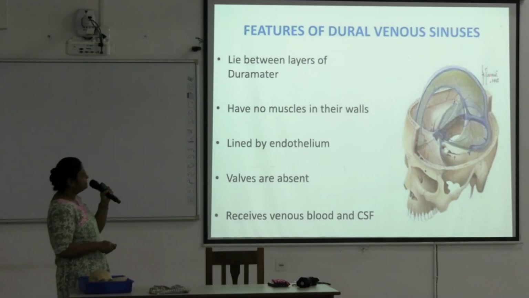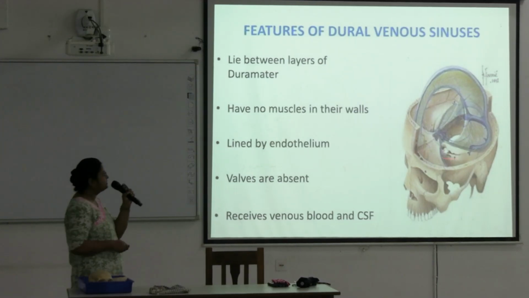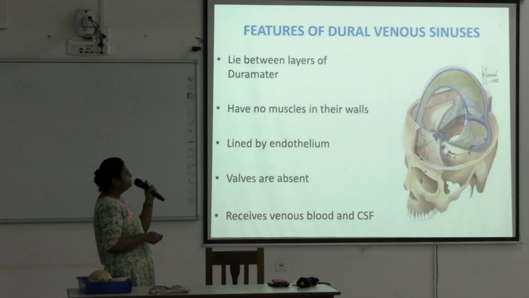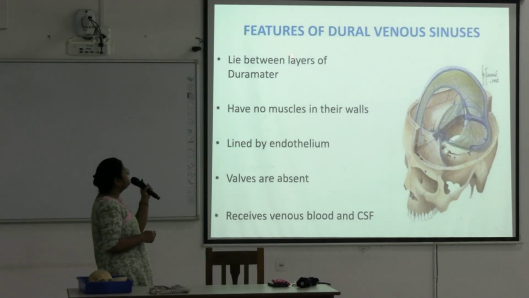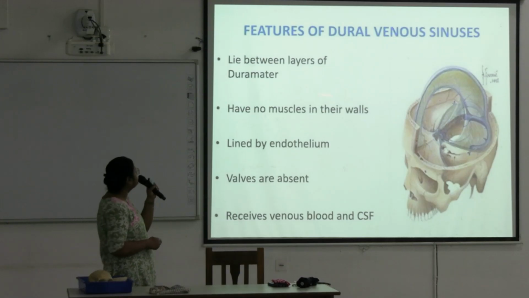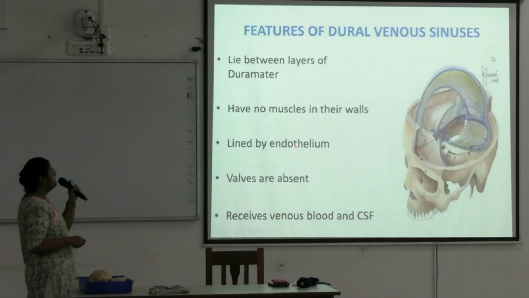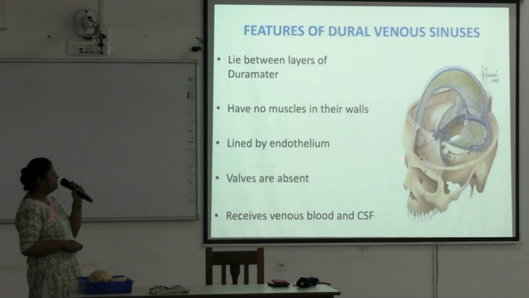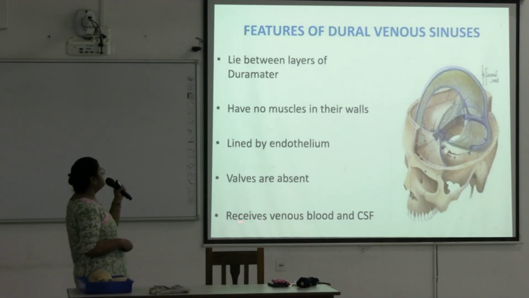This is falx cerebri. This one is tentorium cerebelli. Here will be the falx cerebelli like this. Along the margins of this extension of dura mater, you will see the dural venous sinuses. So they have no muscles in their walls and they are lined by endothelium. Valves are absent in these sinuses and they receive venous blood and CSF.